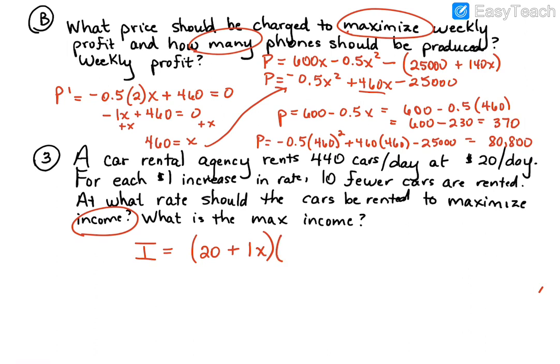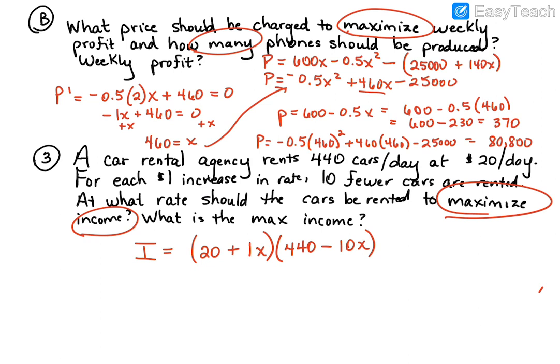And then, of course, what happens is if it were $20, they'd rent 440, but every time they increase that rate by $1, they are renting 10 fewer cars. And so if X is the number of times they do that, then we would now have the expression of 440 minus 10X for the number of cars that they could rent. All right, so they're asking us to maximize the income.